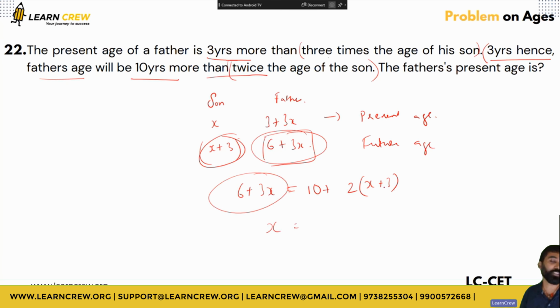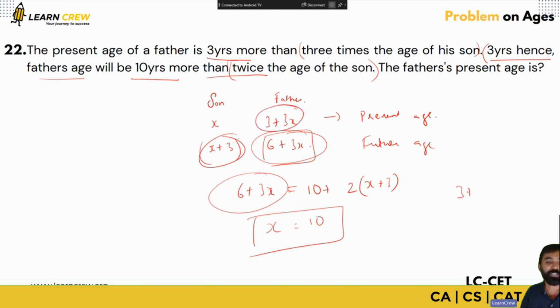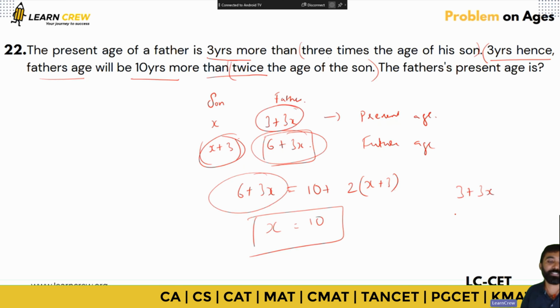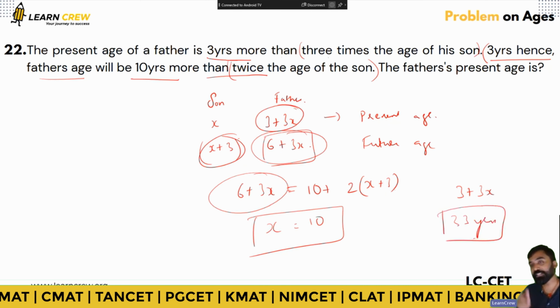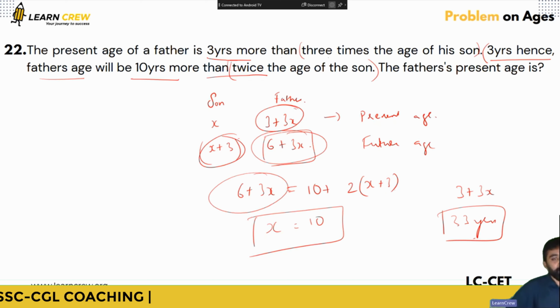4 plus 6. Or 6 and 6 get cancelled, left with 10. So if X is 10, you need to find the father's present age. The father's present age is going to be 3 plus 3X, that is nothing but 30 plus 3, 33. The father's present age is 33. Clear or not clear? This becomes the important statement here.